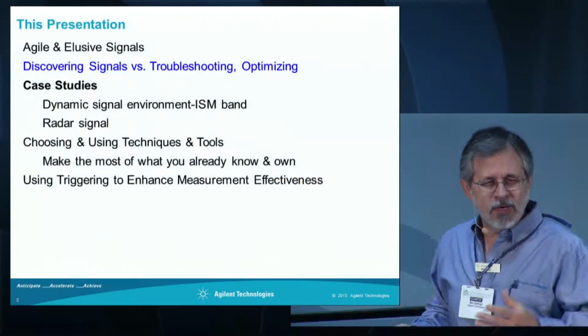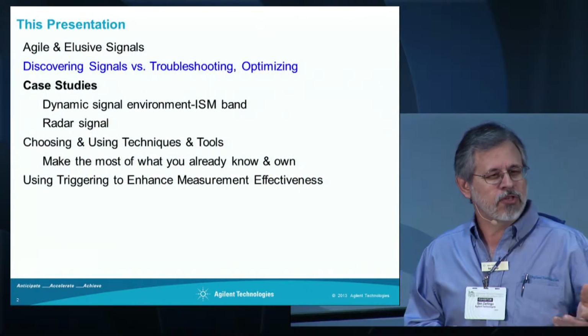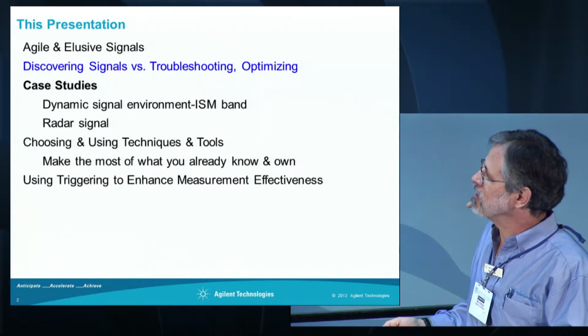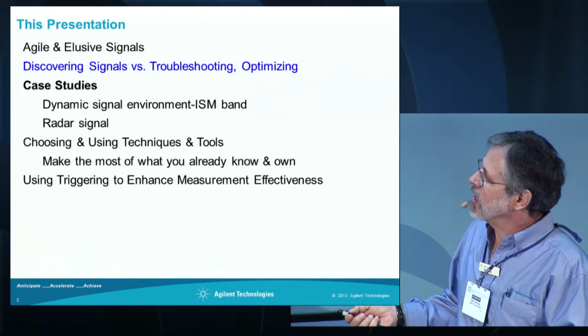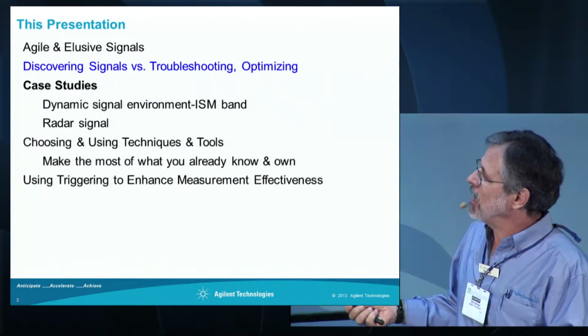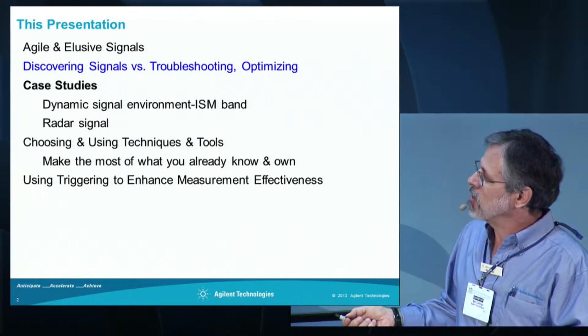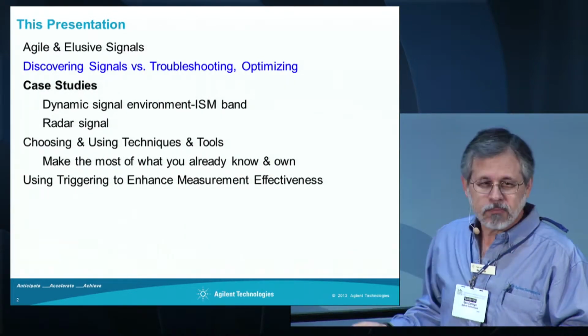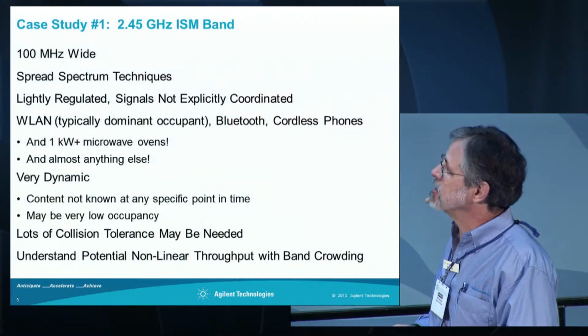and so I'll show examples of both of those here today using two case studies that I think fairly represent a lot of the challenges in measuring agile and elusive signals. So one of the measurement case studies is going to be the ISM band at 2.4 gigahertz, and another one is going to be a scanning radar signal. We'll talk a little bit about the different techniques and tools, a little about the architecture and the advantages and disadvantages of these things. So first, let's get right to the 2.5 gigahertz ISM band.